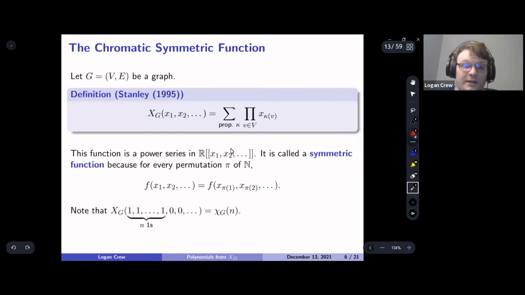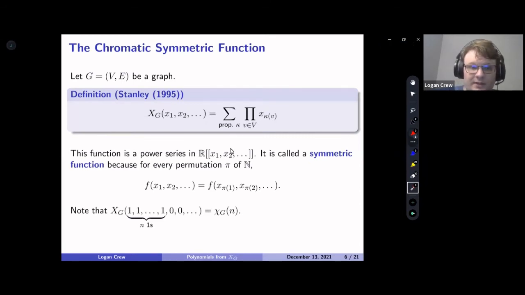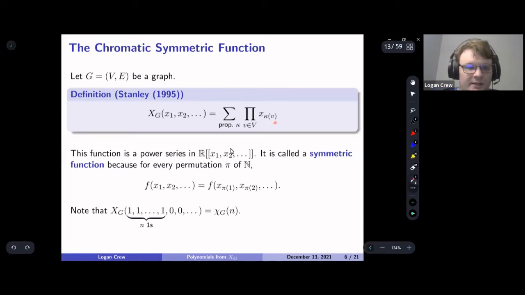And to make it clear that this is indeed a proper generalization of the chromatic polynomial in the sense that you can actually recover it, if you set the first n variables equal to 1 and the others to 0, then you just recover the chromatic polynomial because, well, you're going to be counting each of these colorings once if they only use colors from that set and 0 otherwise.